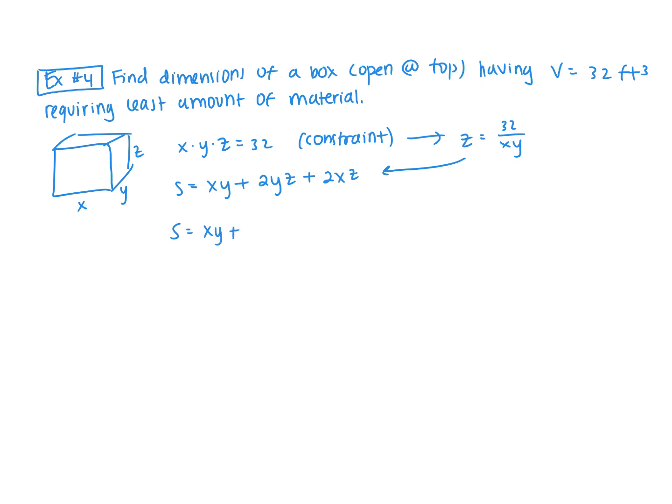So we get xy plus 64 over x plus 64 over y. This is the function that we are now trying to find the minimum for. So if we take the first partial with respect to x, we are going to get y minus 64 over x squared, which has to be equal to 0. If we take the first partial with respect to y, we're going to get x minus 64 over y squared, which has to be equal to 0.